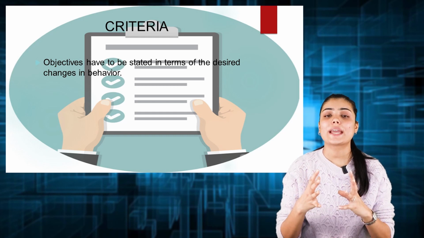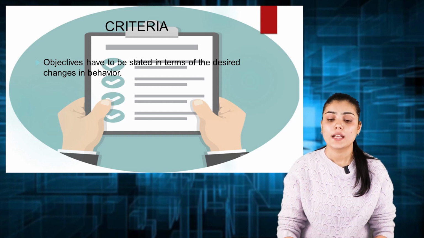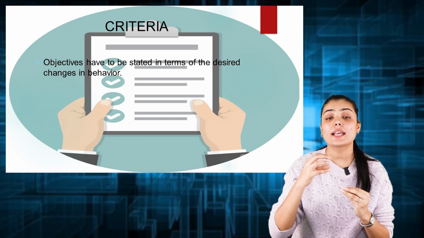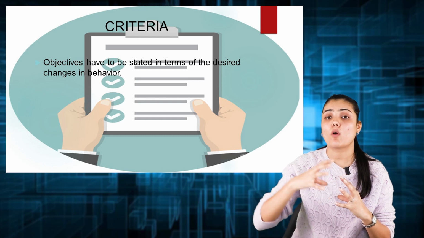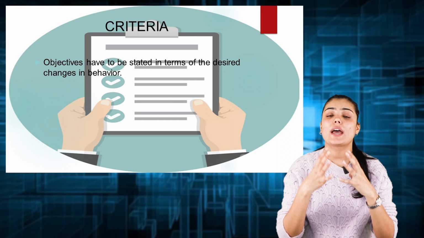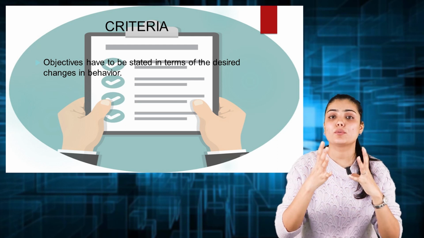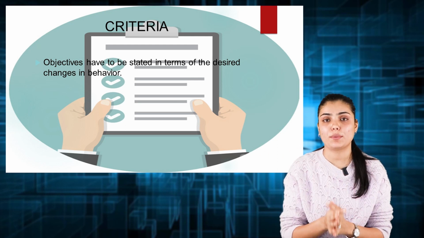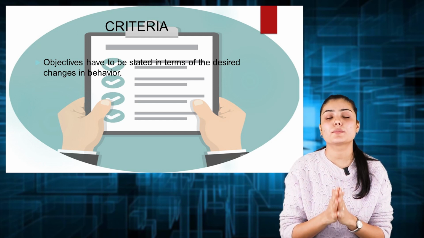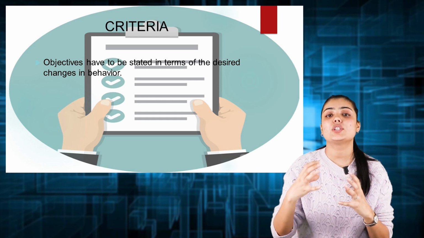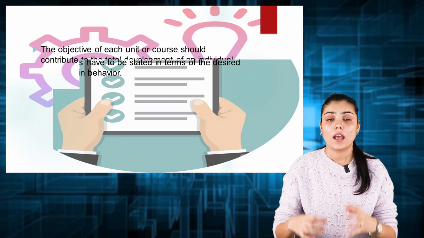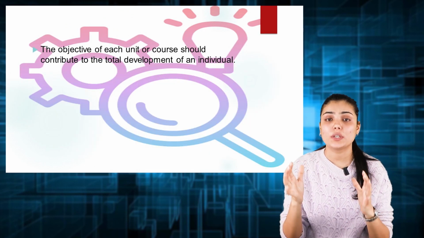Now, let us see the criteria of objectives. The first criteria of objective is that objectives have to be stated in the form of changes in the behavior of the individual. As we know, we are providing education to bring modification and changes in the behavior of the individual. So the objectives have to be stated in terms of behavior and the changes of behavior that is to be seen in an individual. Now, the objective of each unit.